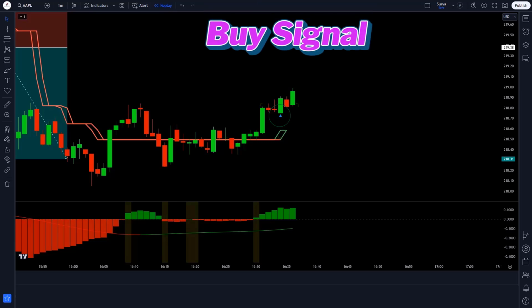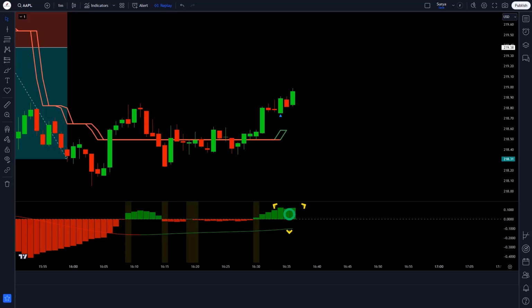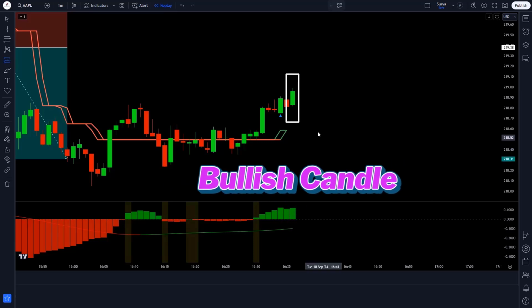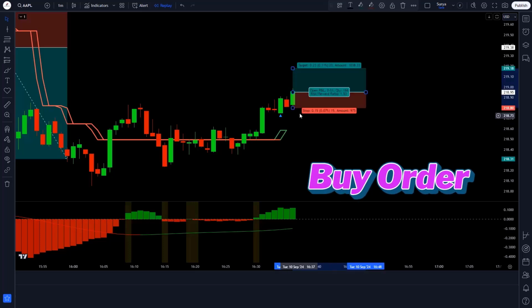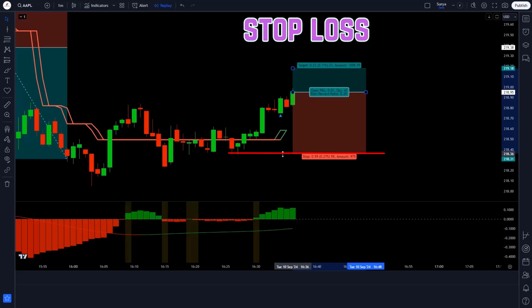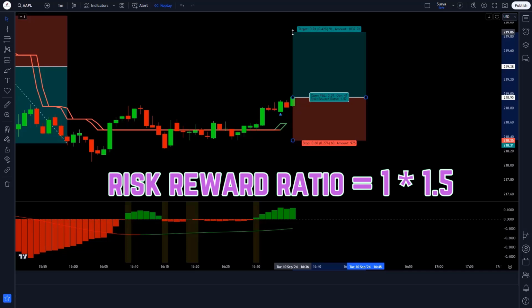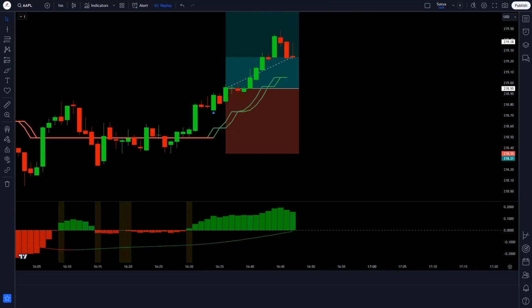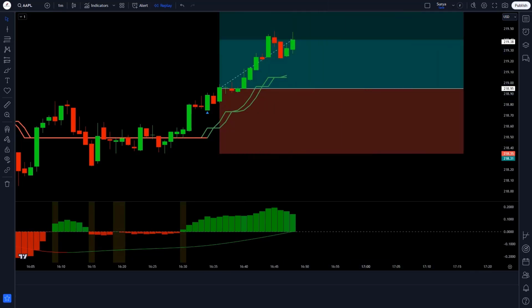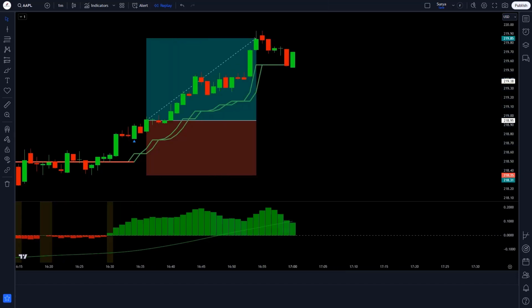When the trend buy-sell signals indicator gives us a buy signal, when the Bull Trading Elliott Wave Oscillator indicator has formed a green histogram, when the market forms a bullish candle, if this condition is met, we will take a buy order. Our stop loss is to be placed at the previous low of the market, and the risk to reward ratio will be 1 to 1.5. Let's see what happens to our trade. Our trade is running in profit. We have won the trade. Let's find the next trade.